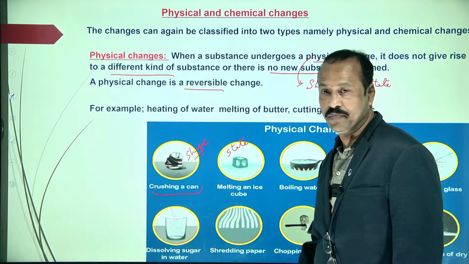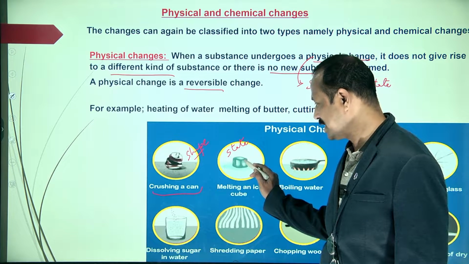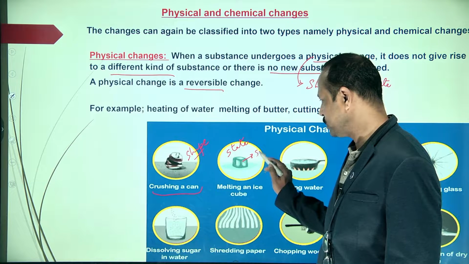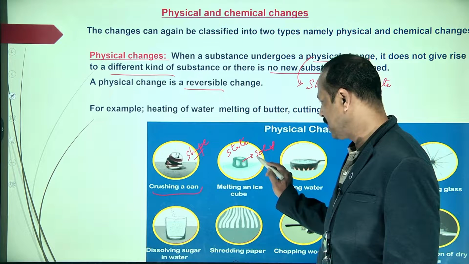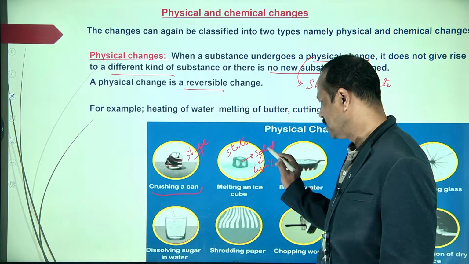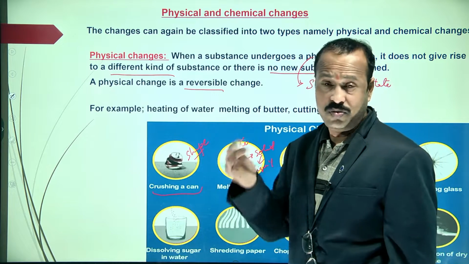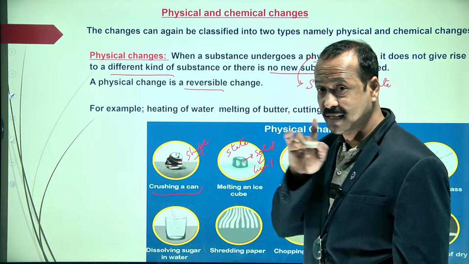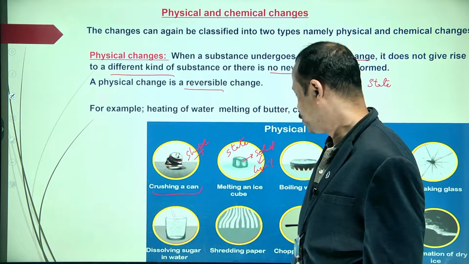Change in the state. Because, yes, this is a solid state actually. Ice is a solid. But on melting, what does it become? It becomes liquid. Water it becomes. So, solid state to liquid state. So, here change in the state. Here change in the shape.